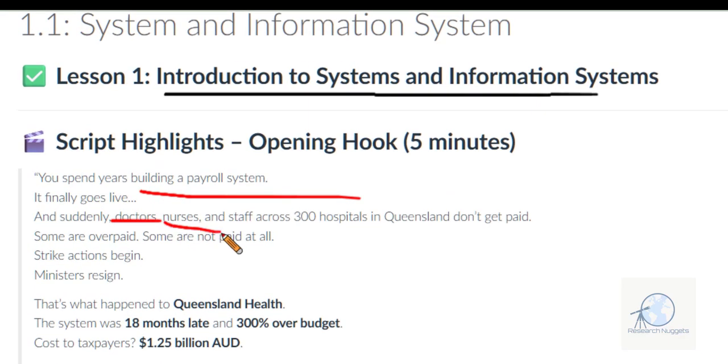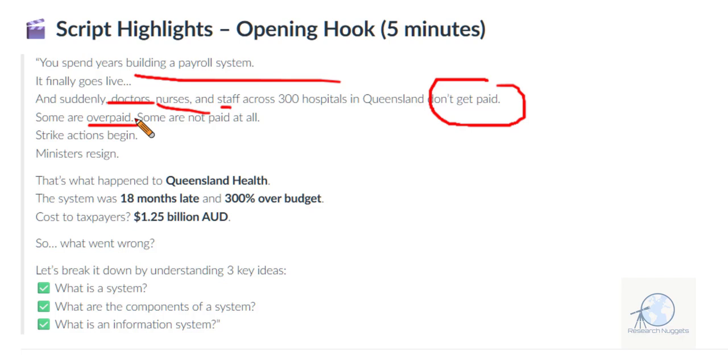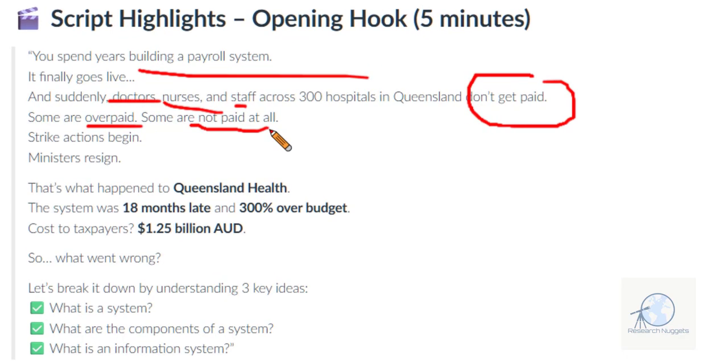A number of doctors, a number of nurses and staff in over 300 facilities fail to get their salary. And that's not all. There are staff who end up being overpaid, others end up being underpaid, and the worst case is a number of staff fail to get paid. What happens? As a result of this, there is industrial strike across the different facilities, and the consequences are that the ministers in charge resign.